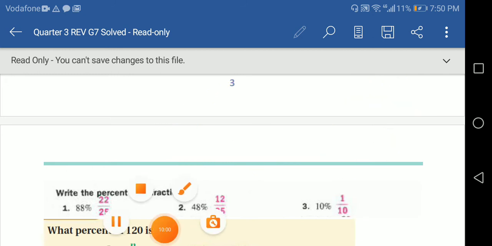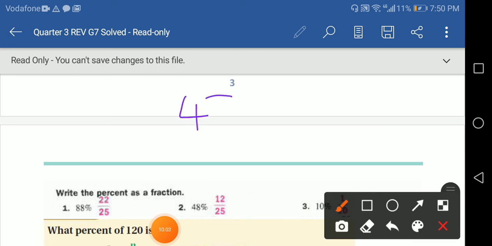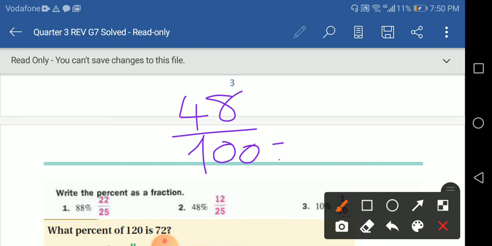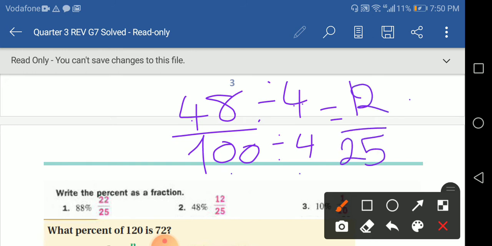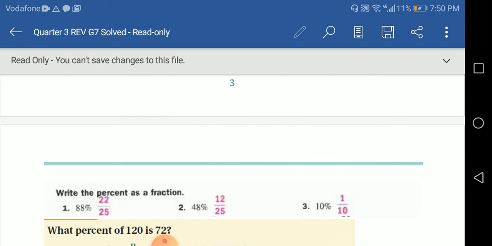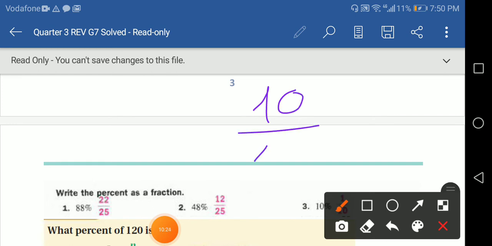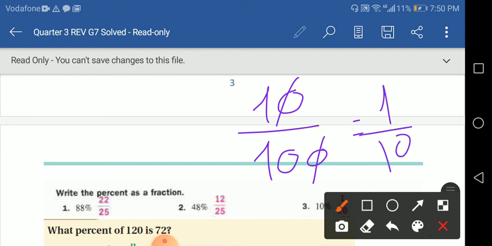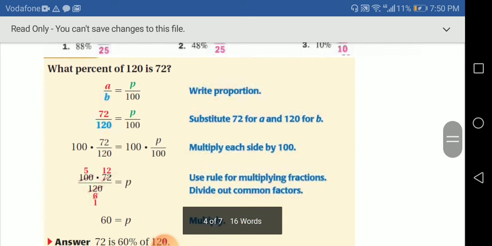What about here? 48%. 48 per 100. Okay, guys, divide by 4, divide by 4. So 48 divided by 4 is 12, and 100 divided by 4, 25. And this will be 10%, 1 over 10. Why? Because we have 10%, 10 per 100. So we have 0 cancel with 0, 1 over 10. Easy and interesting too. Okay, let's have another question.